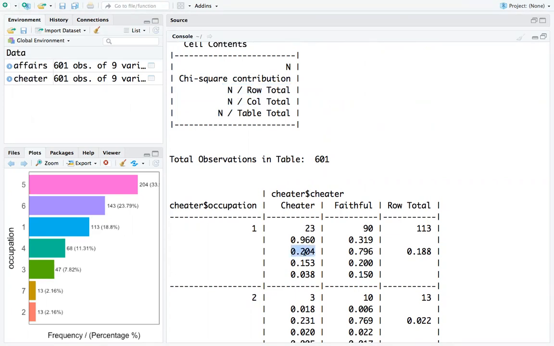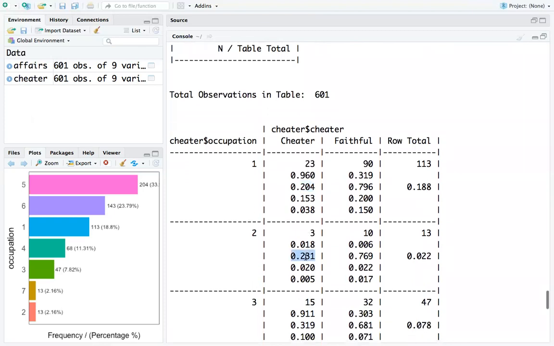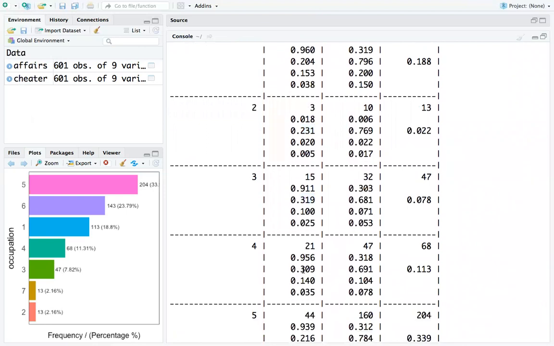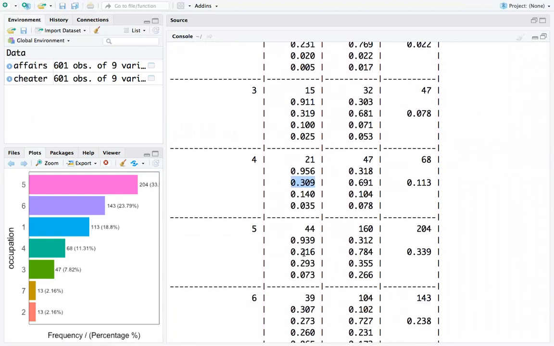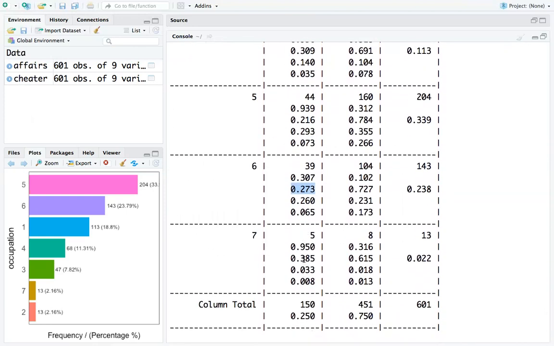So 20% of people in occupation 1 are cheaters. 23% in occupation 2 are cheaters. 31% in occupation 3, 30% here, 21% here, 27, 38. What's the problem with, why do you think this didn't come out to be significant?